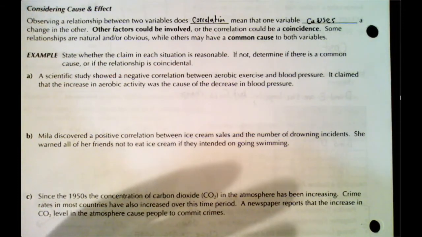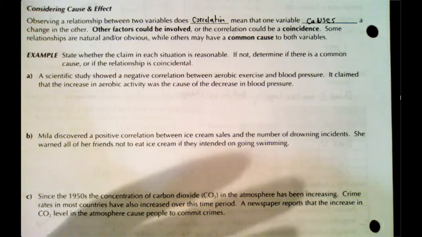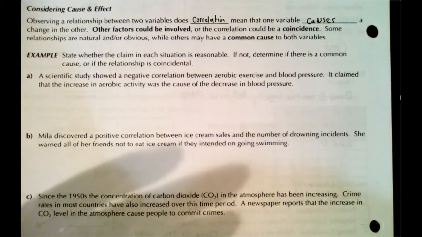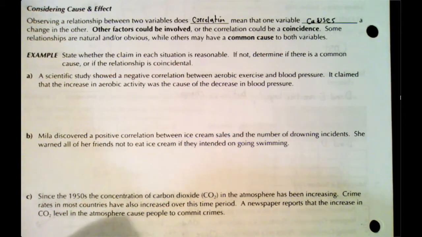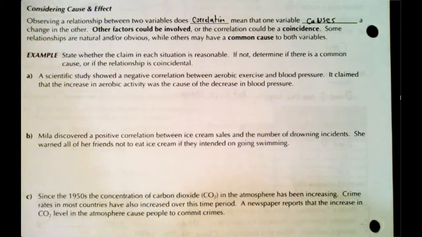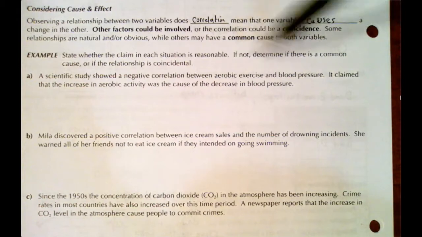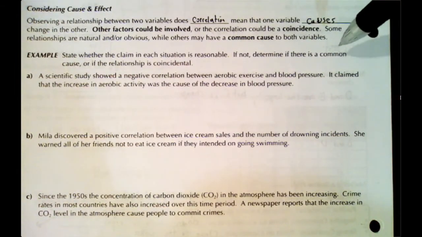Now, other factors could be involved, or the correlation could just be merely coincidence. Some relationships are natural and obvious, while others might have a common cause to both variables. Now, a lot of these might take a little bit of research, but we're going to try to use our intuition and kind of make a decision about 3 scenarios here. We're going to state whether each claim is reasonable, and if not, we're going to determine if there's a common cause or if the relationship is coincidental.